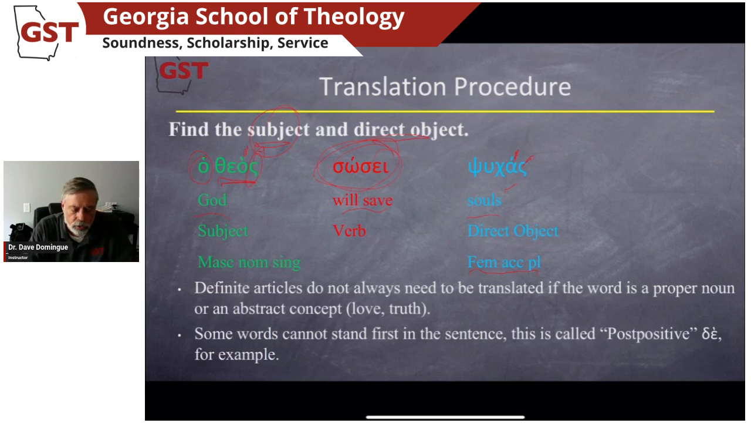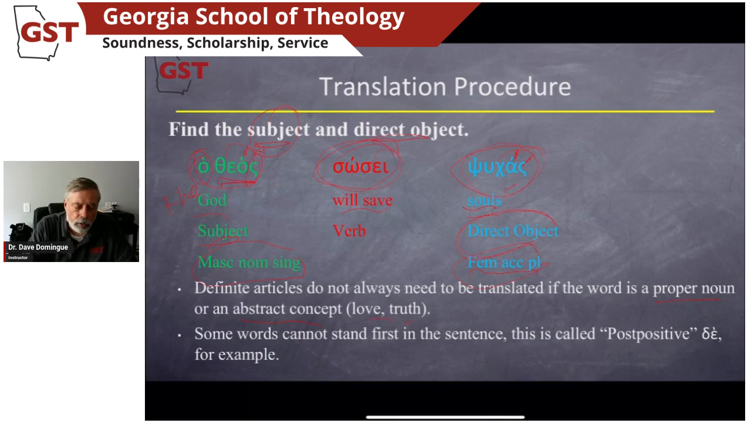So definite articles do not always need to be translated if the word is a proper noun or an abstract concept like love or truth. So we don't always translate the definite article. It's not always "the God." God will save souls. So ho theos is masculine nominative singular functioning as a subject. Psychas, meaning souls, is the direct object, feminine accusative plural functioning as the direct object.